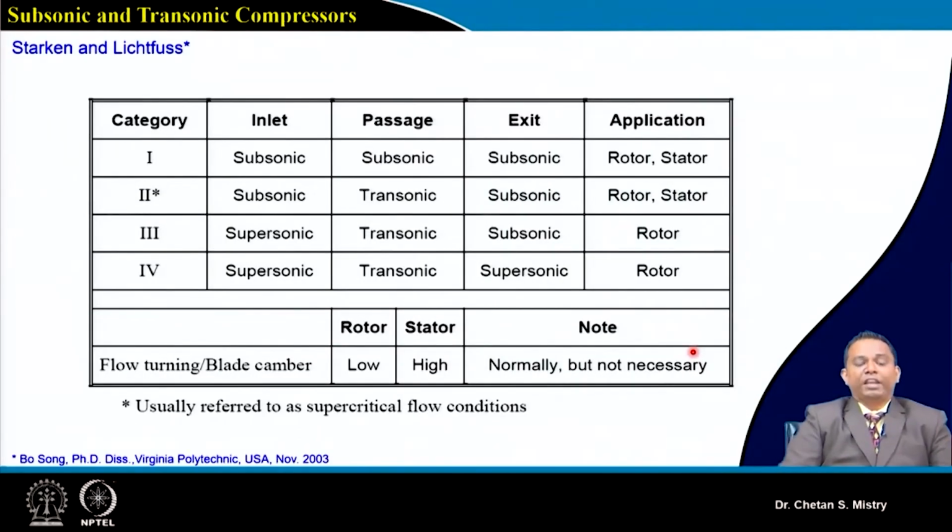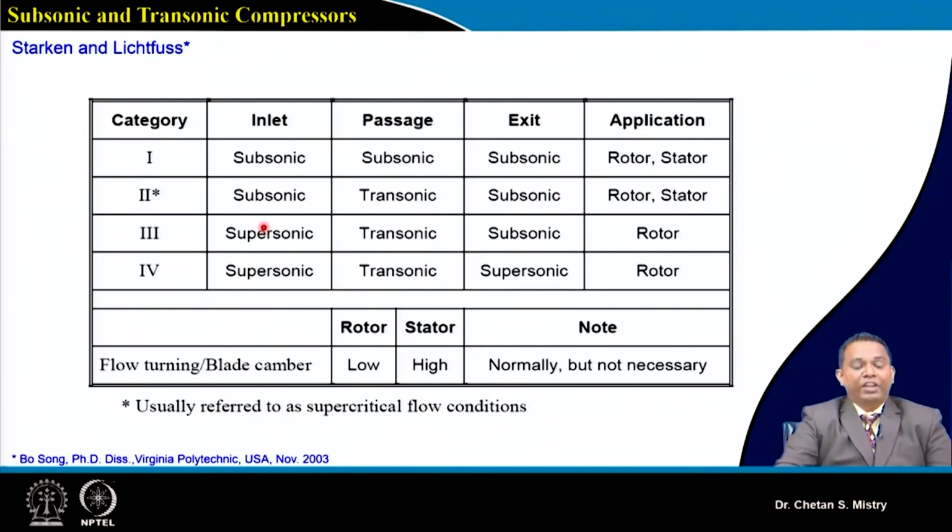Categorically, people have defined categories 1, 2, 3 and 4, depending on whether the entry condition is subsonic or supersonic. Category 1 is mainly for rotor as well as stator, with a subsonic kind of configuration. Category 2 is supercritical flow conditions, where the entry condition is subsonic, the passage is transonic and the exit is subsonic. That is more common for the rotor as well as the stator.